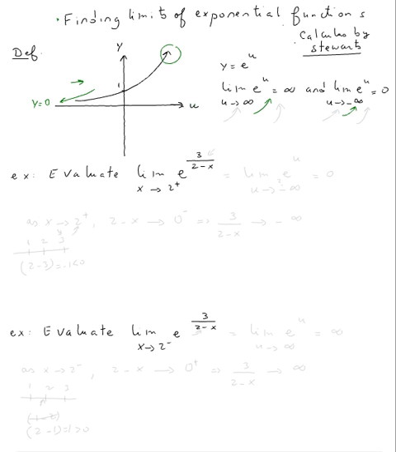So the way to do it here, you're trying to write this limit, which is of e to the 3 over 2 minus x, as a limit of e to the u when u approaches something, and this is what you need to find. So we can use this definition. It's going to be either this one or that one. So how do we do that?